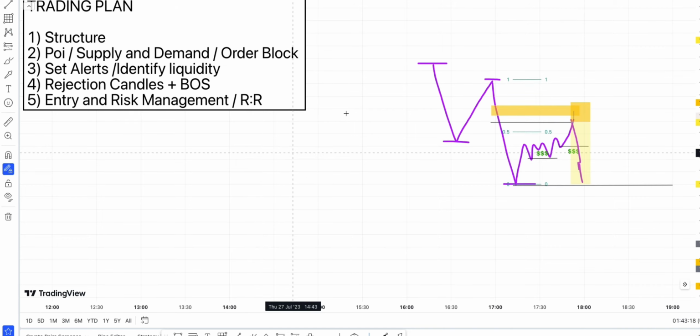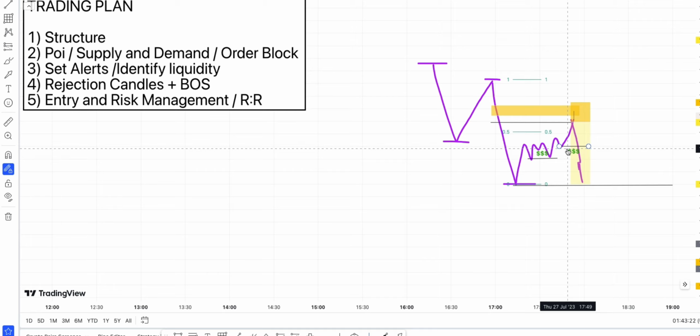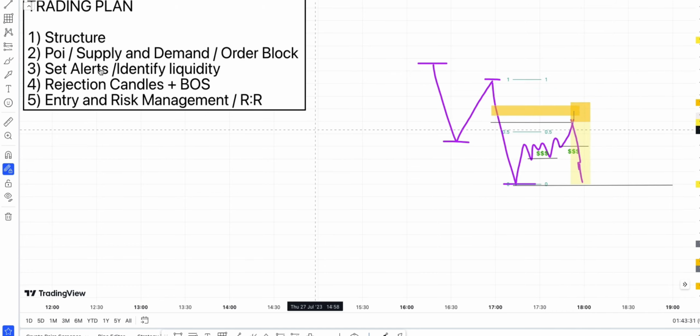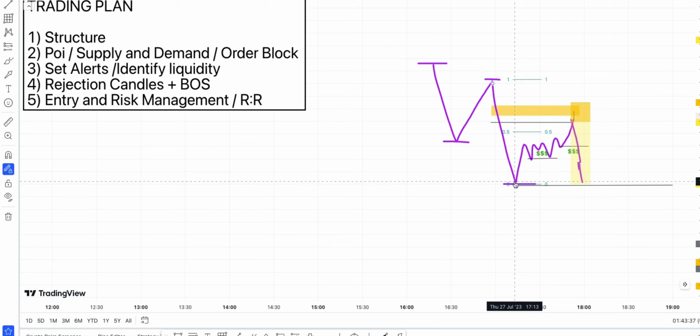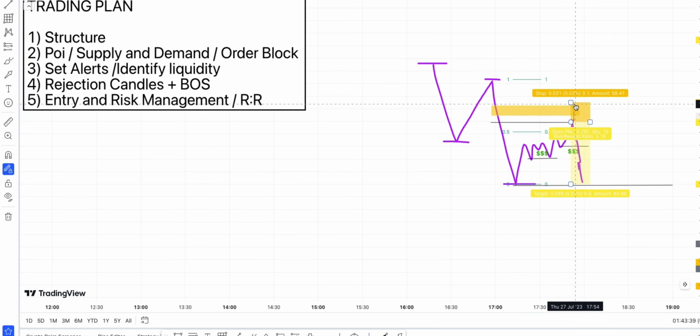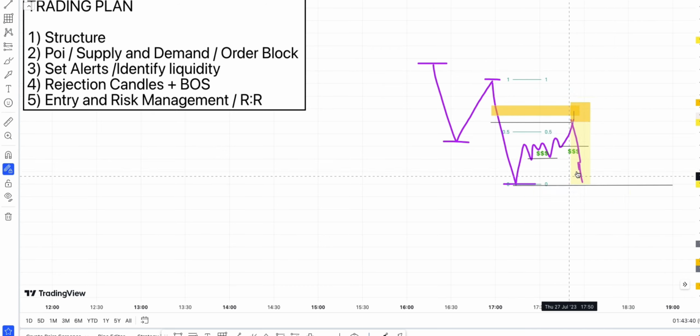Set alerts right there at the zones here, the double bottoms and the liquidity. We did that. We had a rejection candle plus break of structure on step 4. We had a rejection candle right there that rejected the zone and then broke structure. And then entry and risk management. We did that. Stop loss above the box, and our take profit was here. We're managing our risk and our R&R.